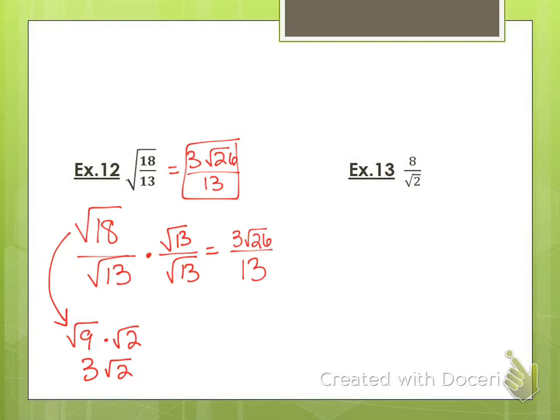Which part? The part about the 26. So if I were to simplify the square root of 18, I would end up with 3 root 2. And then I'm multiplying that to the square root of 13 from the top here. Does that make sense? Okay. If you wanted to, you could multiply 18 times 13 and you'd get some larger number, but then you'd still have to break it down. So I would try to simplify a little bit as you go.